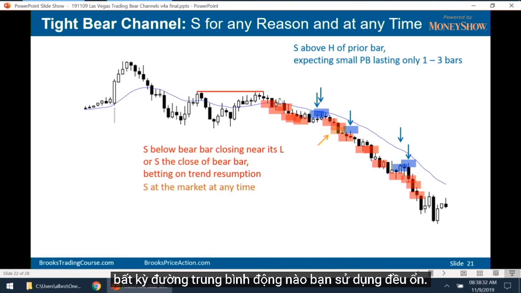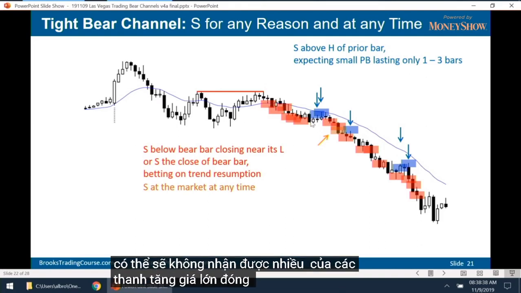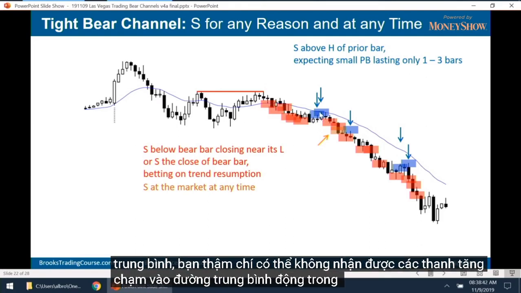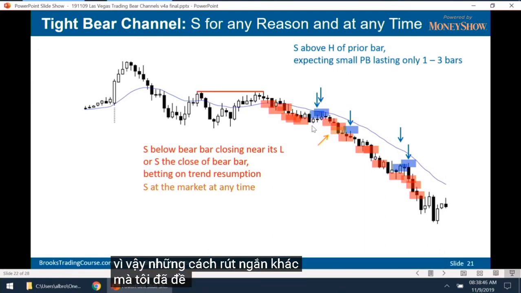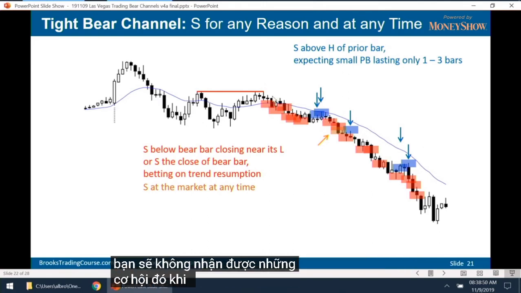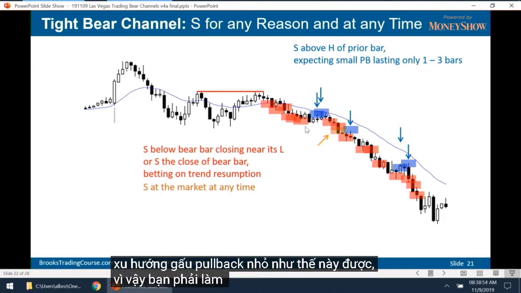All right. So I was saying that when you're in a small pullback bear trend, you're probably not going to get a lot of big bull bars closing near the moving average. You may not even get bull bars touching the moving average for a long time. So those other ways of shorting that I talked about in a regular bear channel, you don't get those opportunities when you're in a small pullback bear trend like this, all right? So you have to have other things to do.